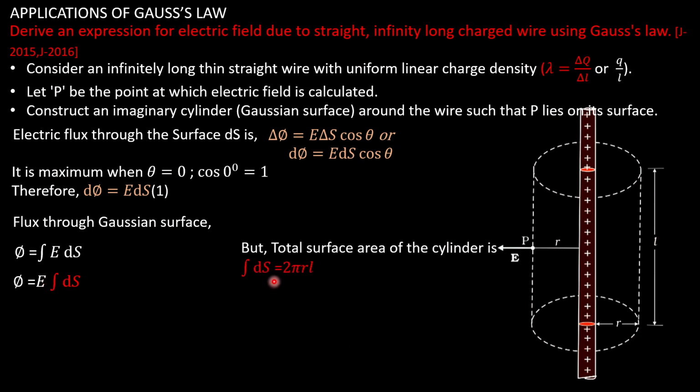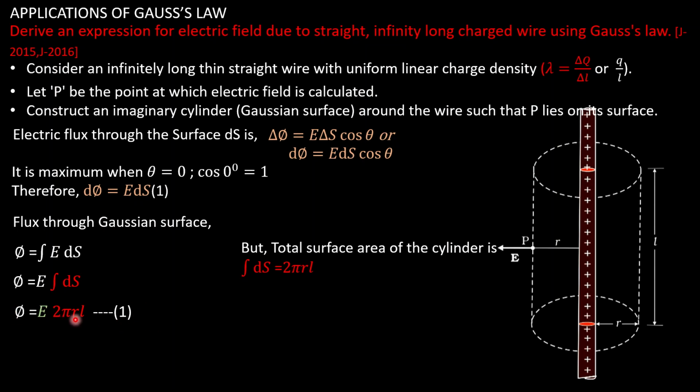Now what is the total surface of the cylinder? The integral of ds is nothing but 2 pi rl, that we have learned in our basic classes, right? The total surface of the cylinder is 2 pi rl. Now we're going to substitute this. So see here, flux is equal to E into 2 pi rl, that forms equation 1.